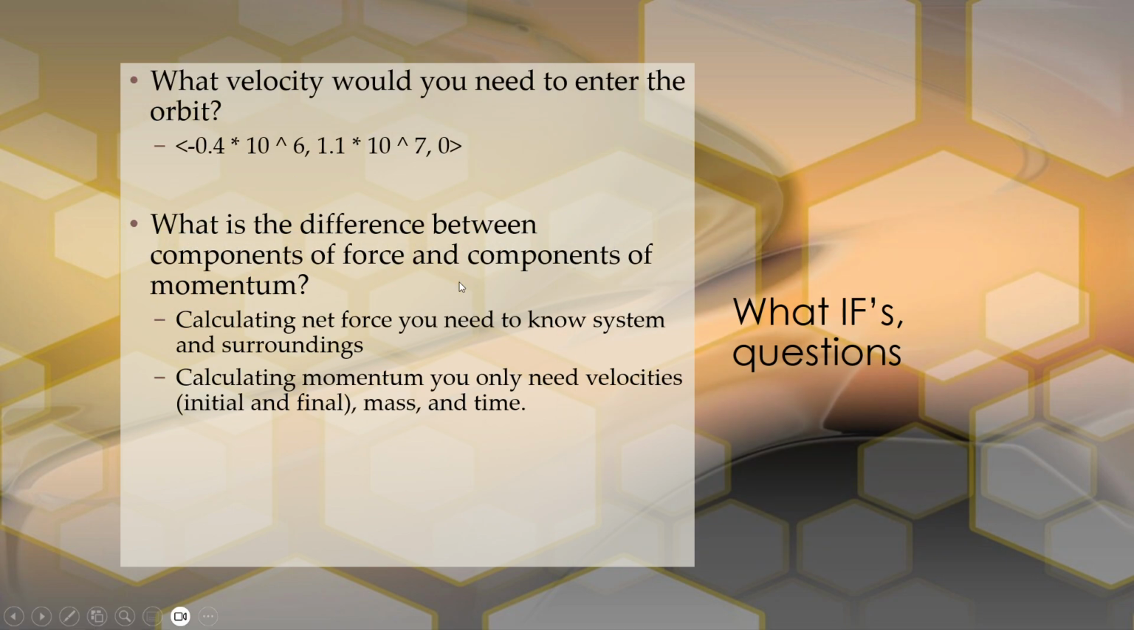And here's the what if and what do you mean. What velocity would you need to enter the orbit? So for the spaceship to enter the orbit of the black hole, it would need negative 0.4 times 10 to the 6 and 1.1 times 10 to the 7. And what's the difference between the components of force and the components of momentum? To calculate force, you need to know systems and surroundings, but to calculate momentum, you only need velocities, mass, and time, so momentum is a lot more simple.